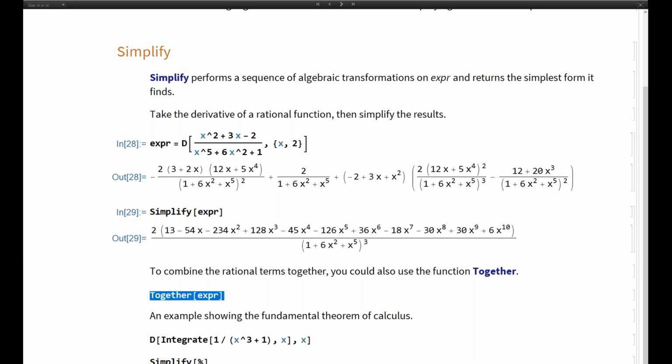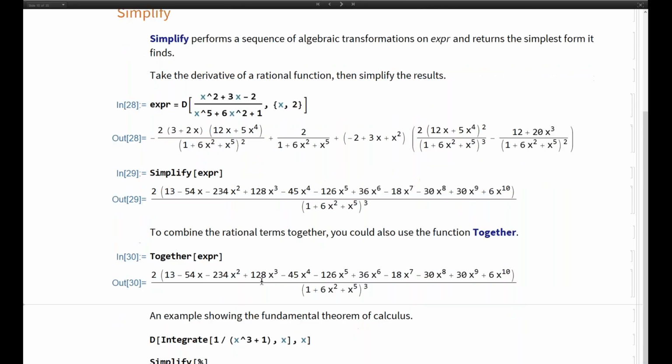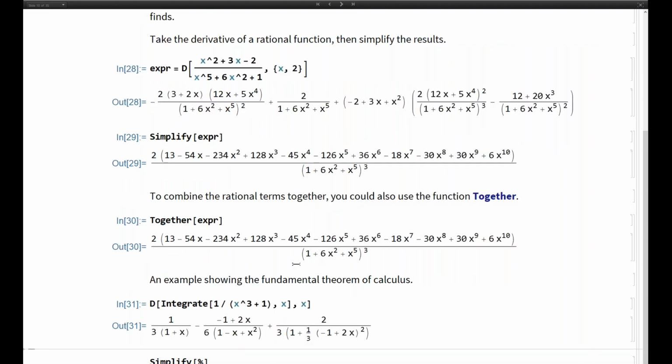If you then want to start taking a look at doing things such as combining rational terms, again, you can take a look at the Together function. In this case, you'll find that there's no further processing that can be done. If you, for some reason, want to take a look at showing the fundamental theorem of calculus, you can take a look at using the simple Integrate setup. And again, you can simplify that as well.